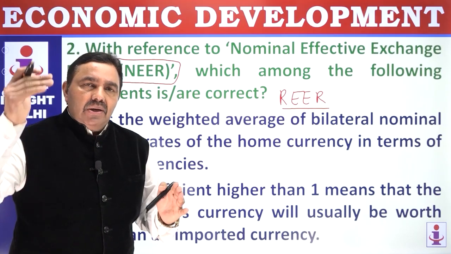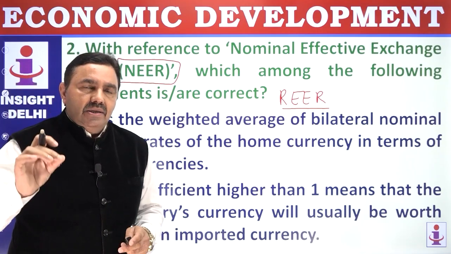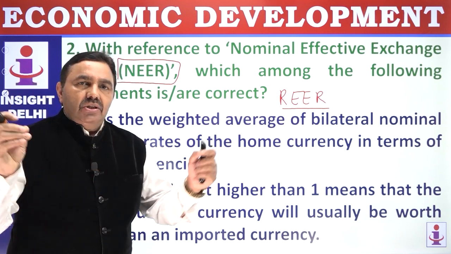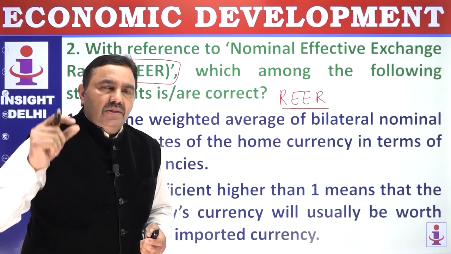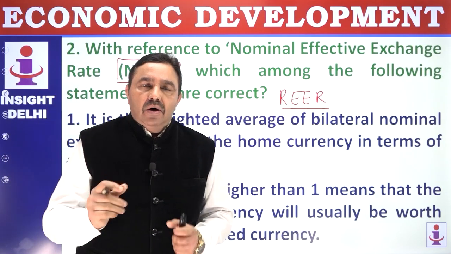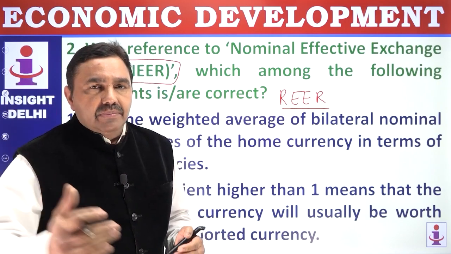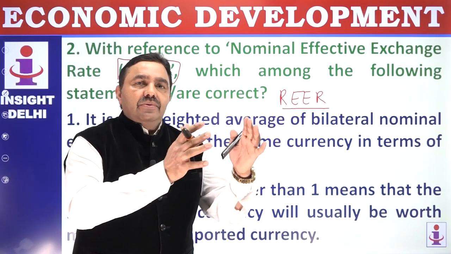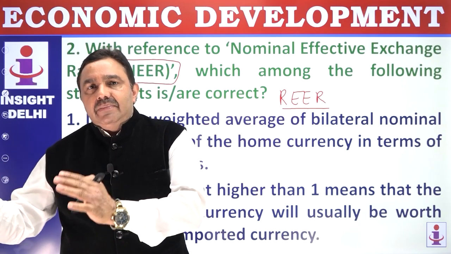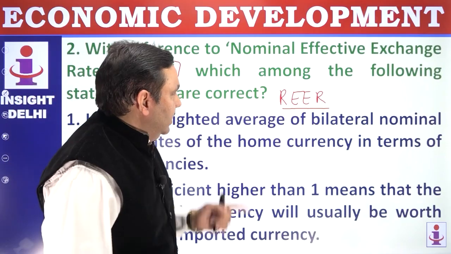The index is created using a basket of currencies, with the currencies of those countries with which we have a trade relationship or significant exchange of goods and services. The weight of different currencies in the index is given in the ratio of their share in external trade. So if we have 25% trade with some country, its currency will be given 25% weight in the index. Similarly, if we have 10%, we'll give a weight of 10% to that country's currency in the index.